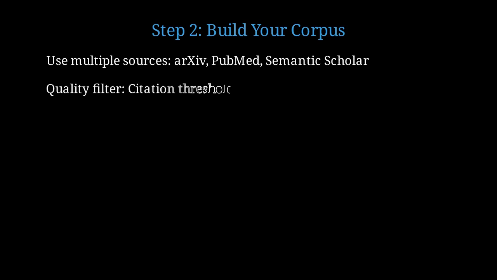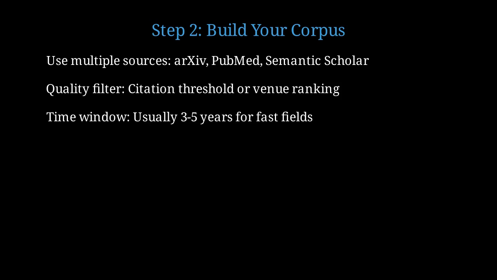Step 2. Build your corpus. This is the foundation of everything that follows. Use multiple sources: arXiv for preprints, PubMed for biomedical papers, Semantic Scholar for cross-disciplinary coverage. Apply a quality filter. Set a minimum citation threshold, or only include papers from top-tier venues. This reduces noise substantially. Choose a time window. For fast-moving fields like deep learning, 3 to 5 years is appropriate. For slower fields, go back further.